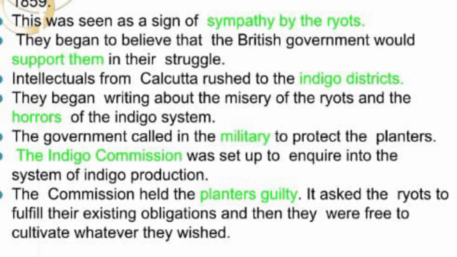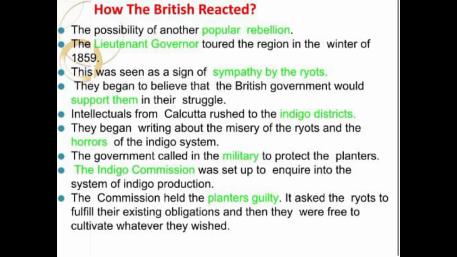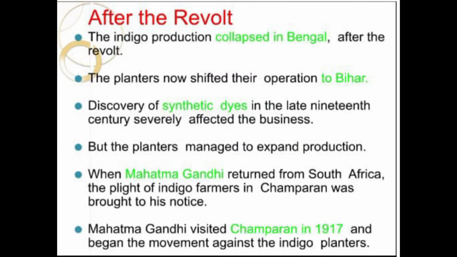The commission held the planters guilty. It asked the ryots to fulfill their existing obligations. The signed contracts they would fulfill, and they need not sign any new contract. They were free to cultivate whatever they wished, food crops, cash crops, anything, but not indigo. So the commission did its job, and after the revolt, the indigo production collapsed in Bengal. The planters now shifted their operation to Bihar.